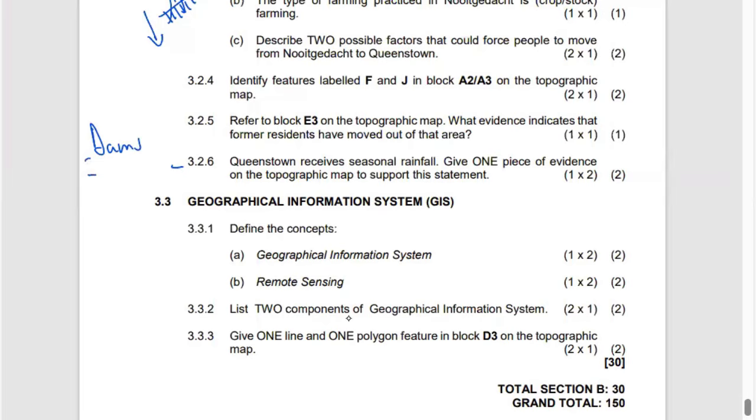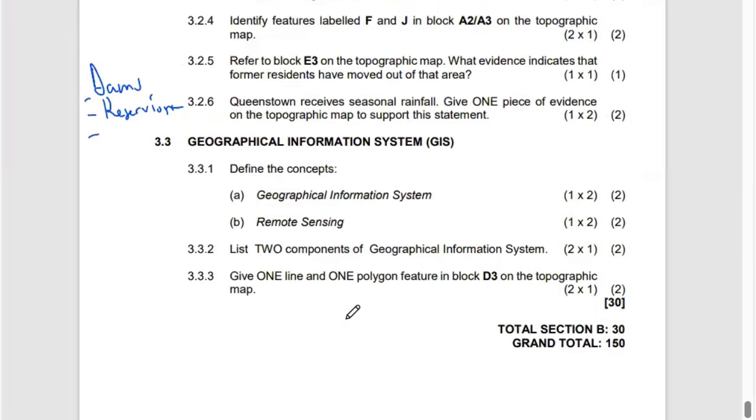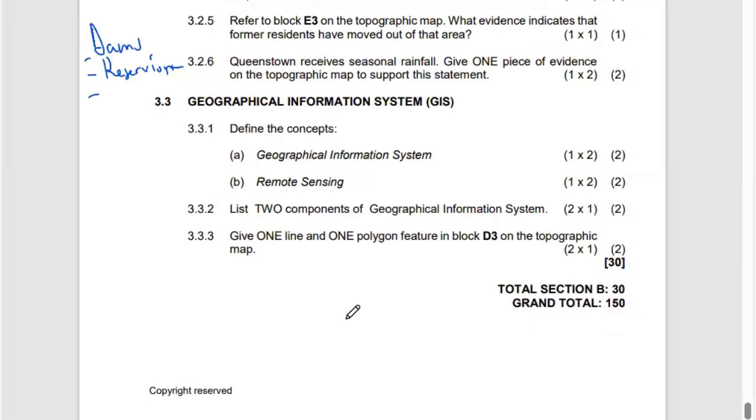Also check on other aspects like reservoirs. Where there are many reservoirs in the area, it also suggests that the area receives seasonal rainfall. And sometimes you can check the majority of the rivers in the area. If you see that the area has predominantly non-perennial rivers, it's also an indicator that the area runs dry in a given season. Then we go to GIS: define the concept geographical information systems.